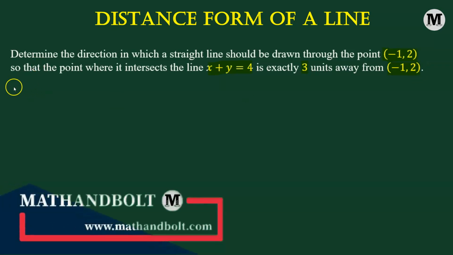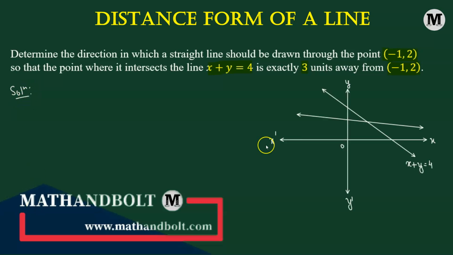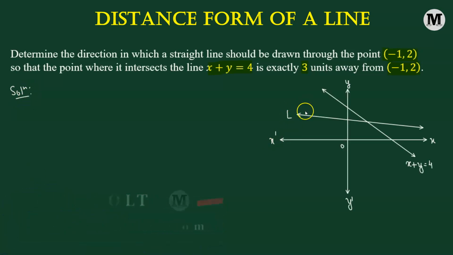So first, we'll try to understand the problem graphically. Here we have the line L, which is going to pass through the point A with the coordinates (-1, 2). This line is also going to intersect another line x + y = 4 at the point B, such that the distance between the points A and B is 3 units. So our goal will be to determine the direction of the line L. In other words, we need to find out the angle at which the line L is inclined to the positive direction of the x-axis.